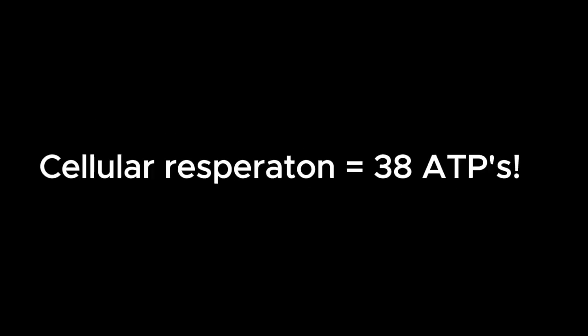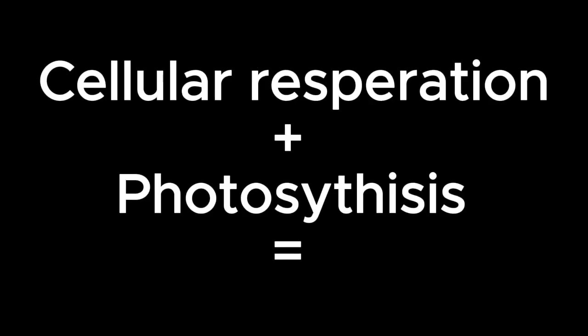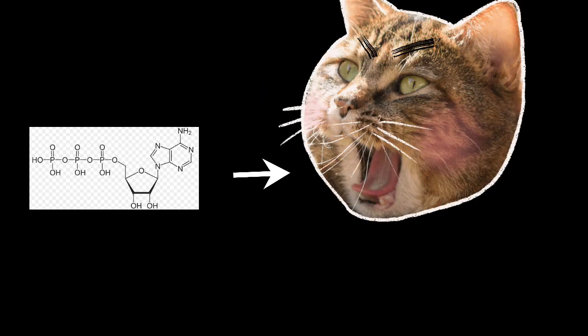In summary, cellular respiration yields a total of approximately 38 ATPs from glucose, though this number may fluctuate slightly. This process, when combined with photosynthesis, creates a cycle in which energy passes through living organisms. Since autotrophs store this energy in glucose, heterotrophs release this energy in order to live.